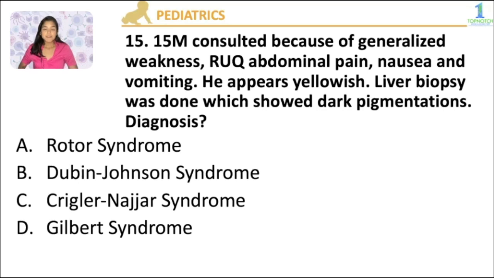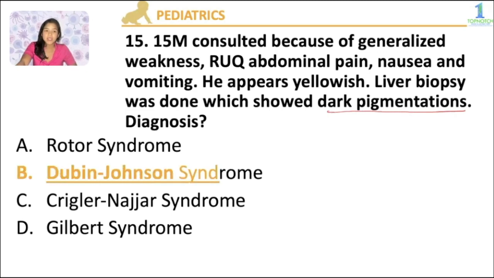Next, a 15-year-old male consulted because of generalized weakness, right upper quadrant abdominal pain, nausea, and vomiting. He appears yellowish. Liver biopsy was done, which showed dark pigmentations. What is your diagnosis? Is it Rotor syndrome, Dubin-Johnson syndrome, Crigler-Najjar, or Gilbert syndrome? All of these are syndromes associated with hyperbilirubinemia. However, the buzzword here is dark pigmentations on liver biopsy. That is your letter B, Dubin-Johnson syndrome.